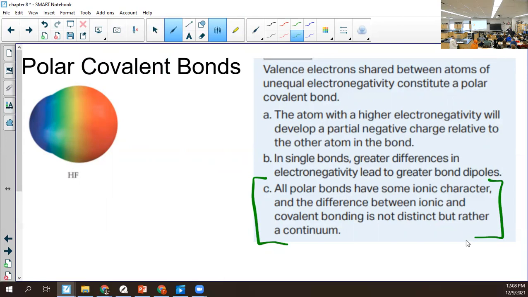All right, this is a weird one here, but all polar bonds have some ionic character. What does ionic character mean? Ionic is an exchange of an electron, right? There's not really an exchange here, but they have some part that will be more negative and some part that's more positive. They're moving, but they're not 100% transferred between atoms. Not a ton here. This is like the cheesiest. What do they mean? Who knows? It's just fluff. It says the difference between ionic and covalent bonding is not distinct, but rather a continuum.